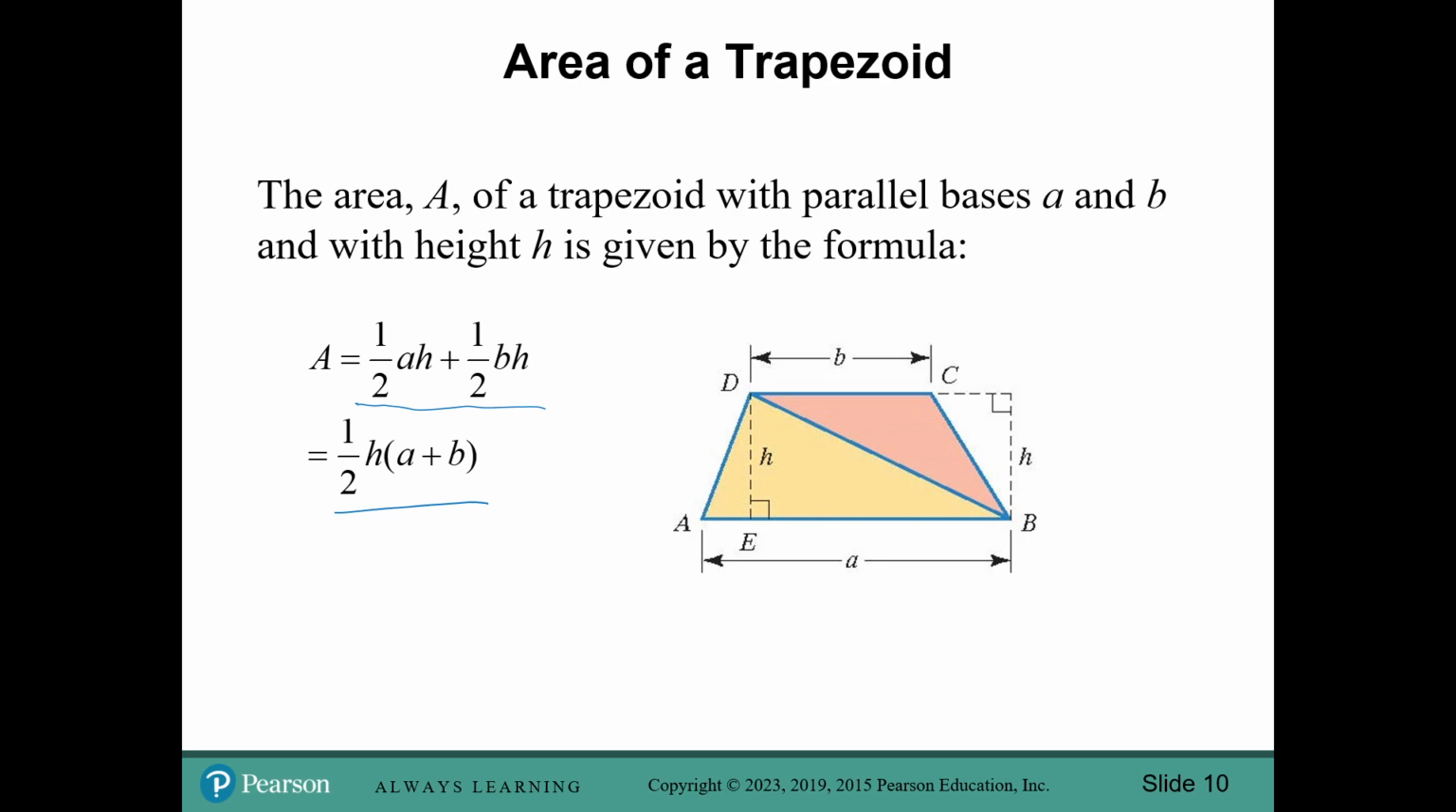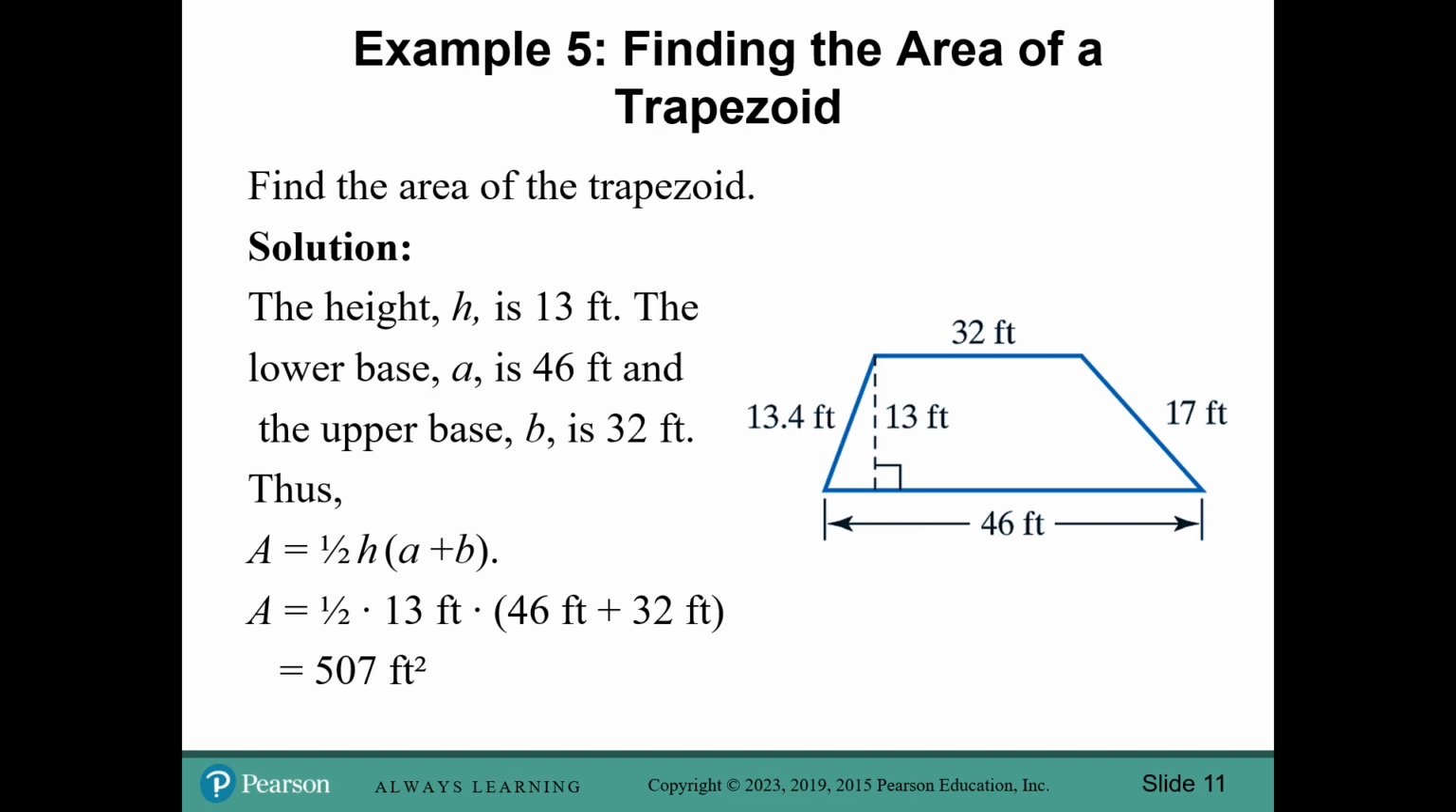Just add them together. Okay, so let's look at this. It says find the area of the trapezoid. If we're using the formula 1/2 h times (a plus b), then we take the two parallel sides and add them together: 46 plus 32. We multiply that times the height, which is 13. And remember, you have to multiply by a half as well. So add the bases, multiply by the height, and multiply by a half. Boom, boom. See that your area here is 507 feet squared.